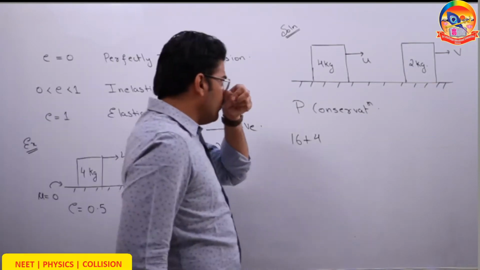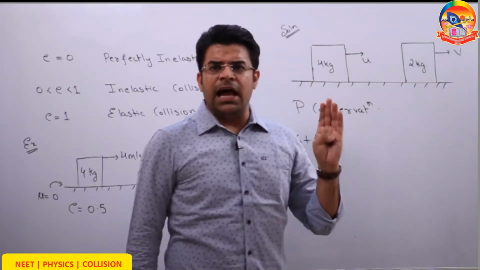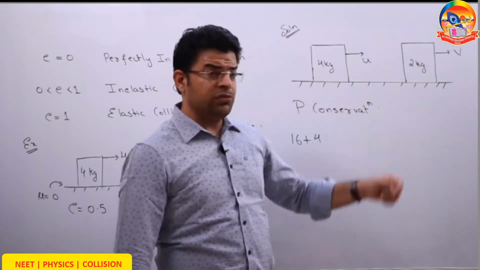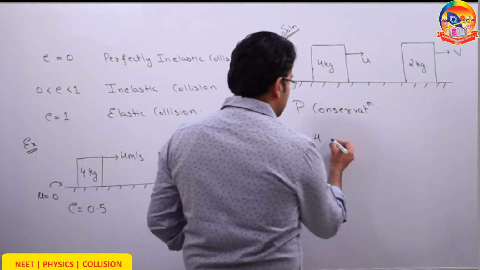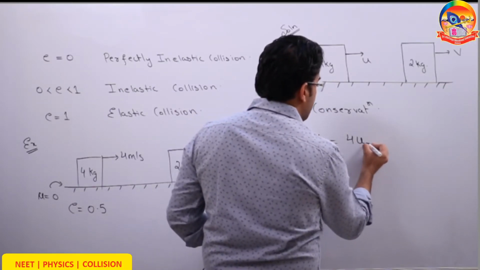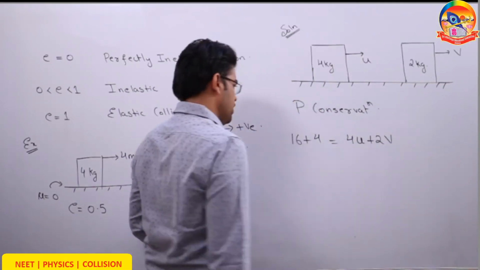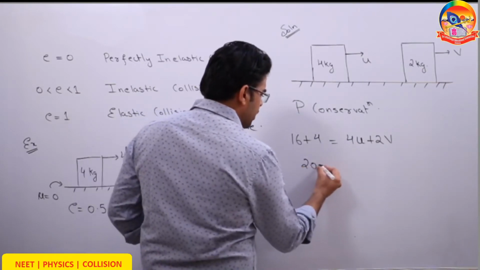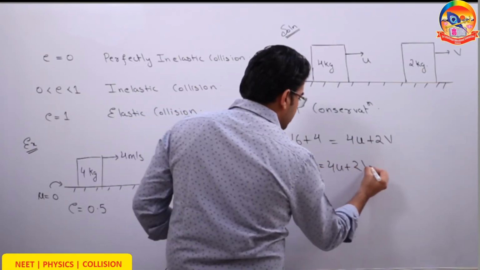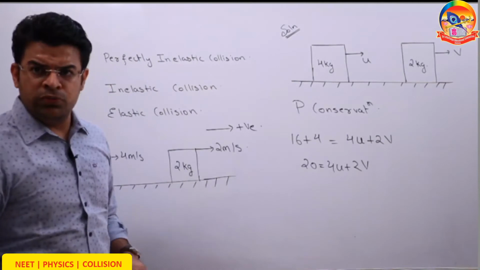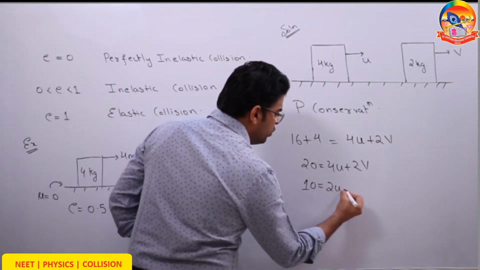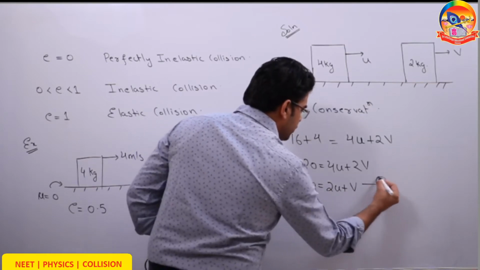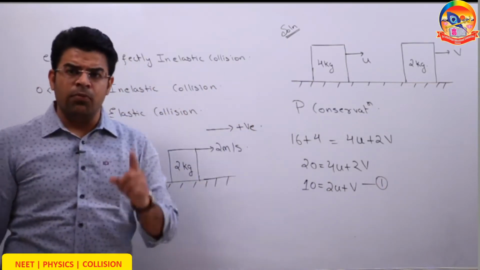Equate this momentum to the final momentum. Finally, I have assumed that the velocity of the 4 kg block is u and the velocity of the 2 kg block is v. So the final momentum of the system can be written as 4u plus 2v. So you can write 20 equals 4u plus 2v. Dividing each term by 2, you get 10 equals 2u plus v. This is your first equation. This first equation came from momentum conservation.